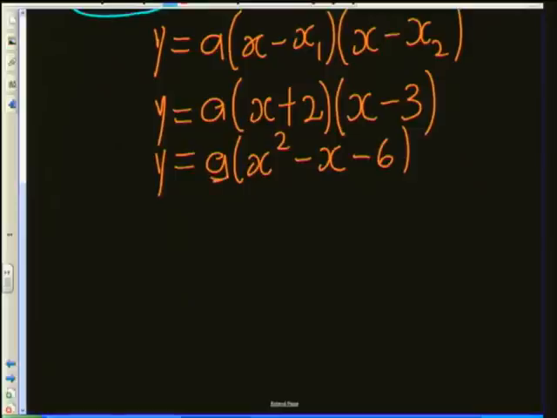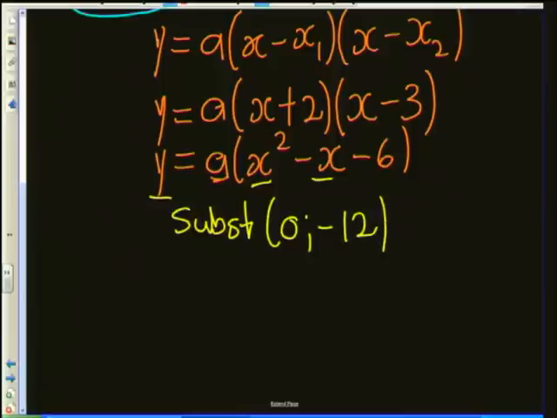Okay, now I need to worry about this a, because I cannot get it into that format if I don't know what a is, right? So I'm going to substitute a point, because you should agree with me that if I know the value of y and I know the value of x, I can solve for the unknown, which is a. So let's substitute the point 0, negative 12. We are allowed to do that because it's a point on my graph.